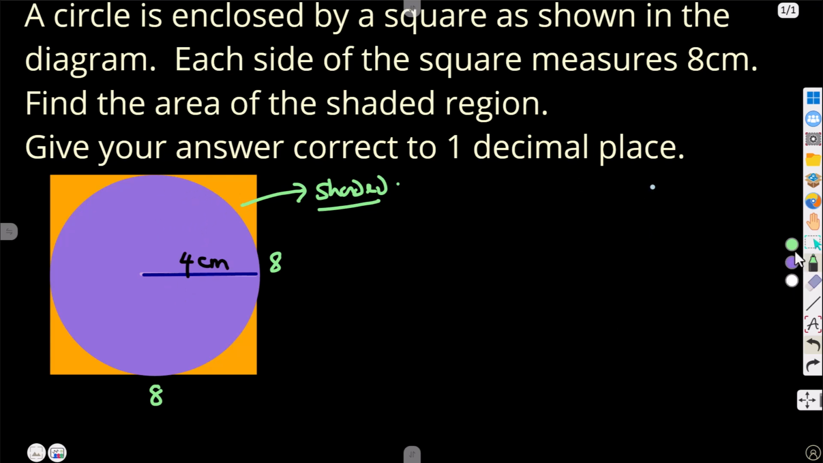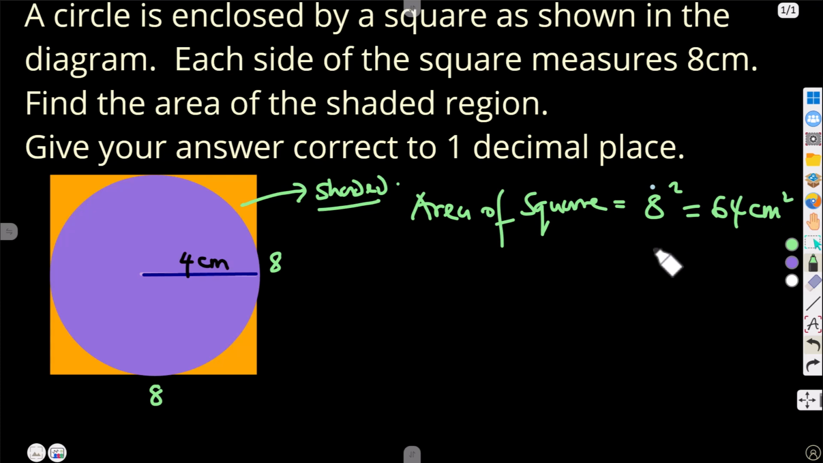So what we will do first is to work out the area of the square, and the area of the square, which is L squared or S squared, is the same thing as 8 times 8, or 8 squared, which is 64. Same squared.